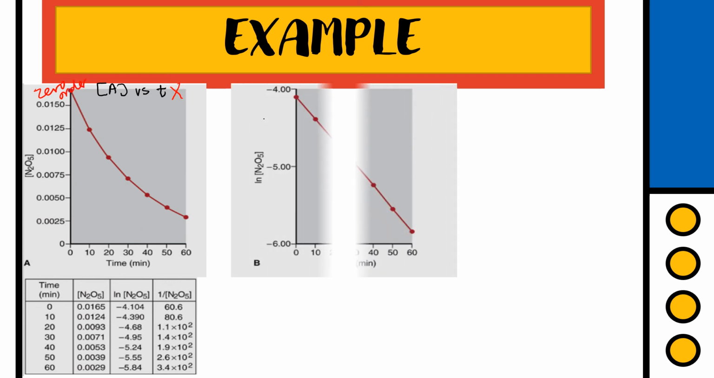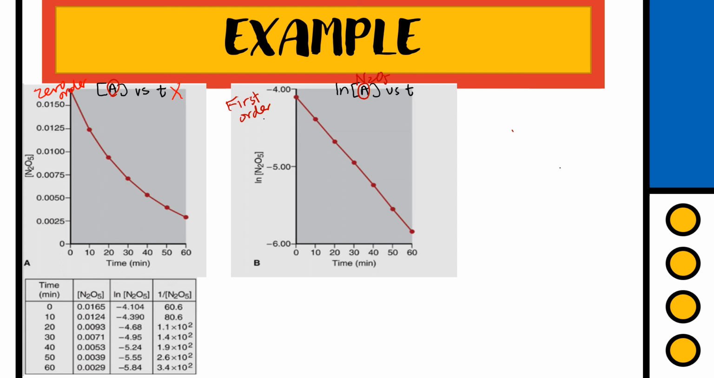Okay, the next one is this one. I plot ln concentration against time, so ln A against time. This is for our first order reaction. Sorry, it's not ln A; you need to make sure that this is N2O5. So when we plot ln concentration of N2O5 against time, what we get is a linear graph.